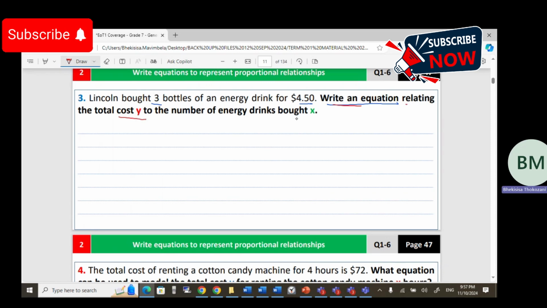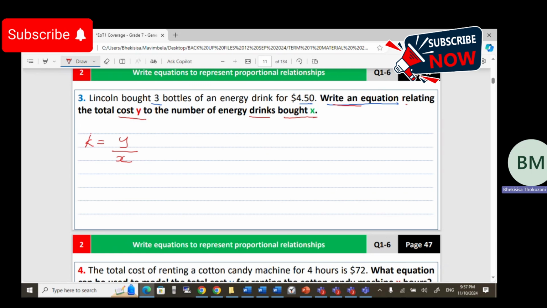and your energy drinks, which are your bottles, is X. So first, we can now find the constant of proportionality. That's very important. So find K first. So remember, my formula for K is K equal to Y over X.